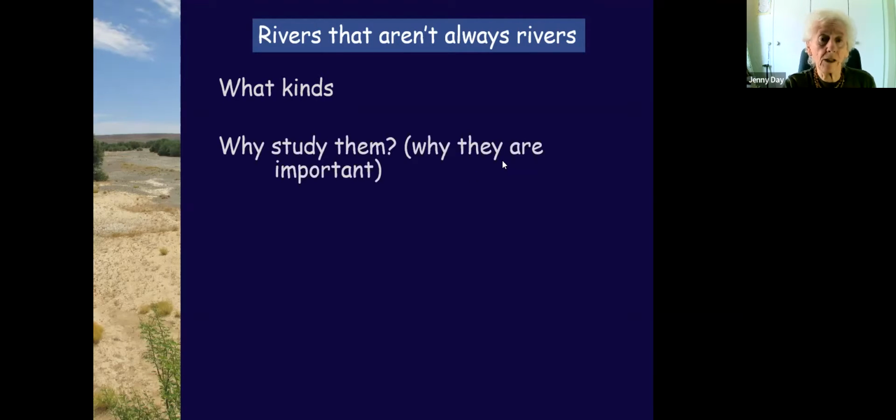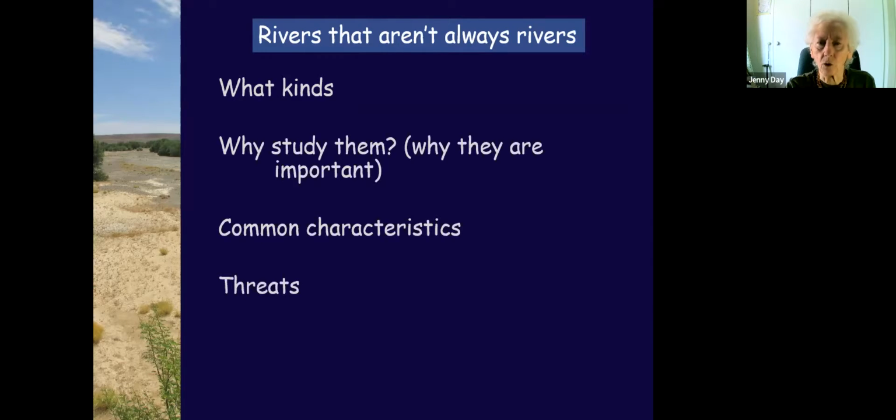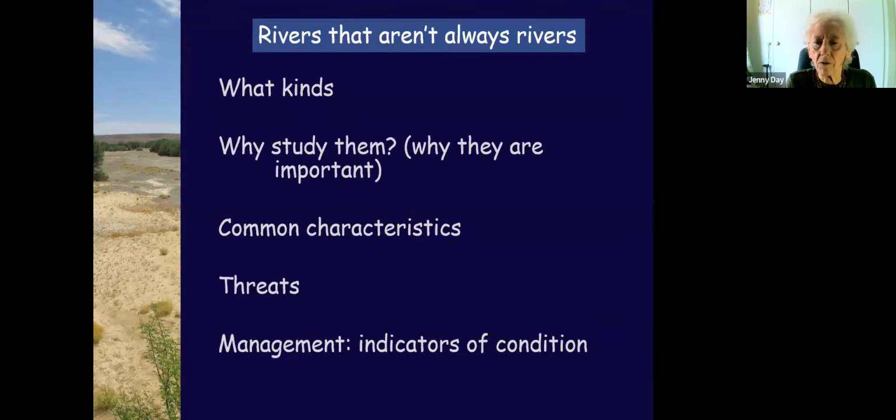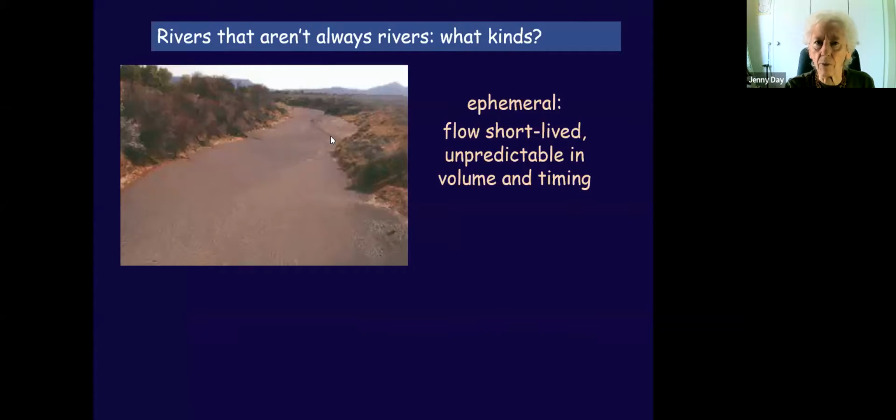Why do we study them? Why is it important that we should look at these rather weird ephemeral systems rather than ordinary perennial rivers? Mention some of their common characteristics, talk about their threats, and then from a management point of view, some of the indicators of condition that we have come up with through the last 3 years of the work that we've done. So let's start off by thinking about the different kinds of non-perennial rivers.